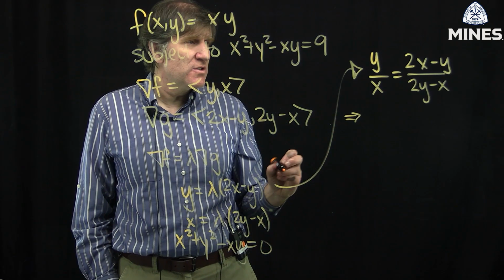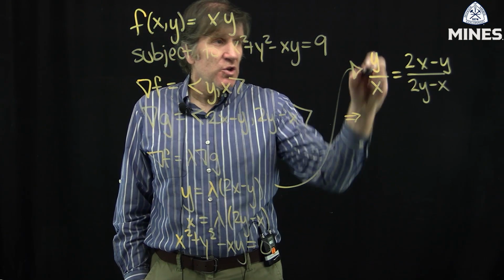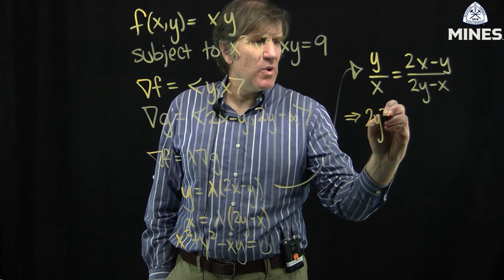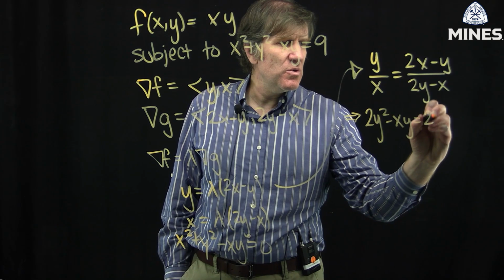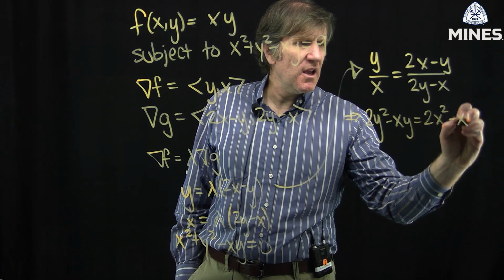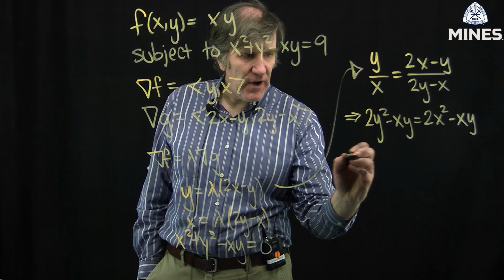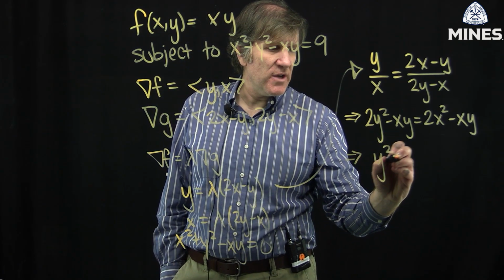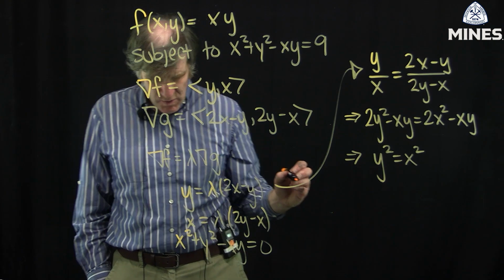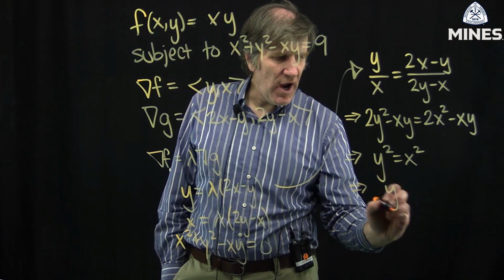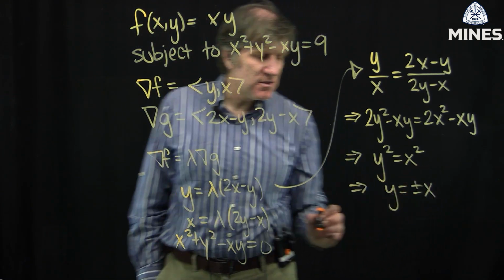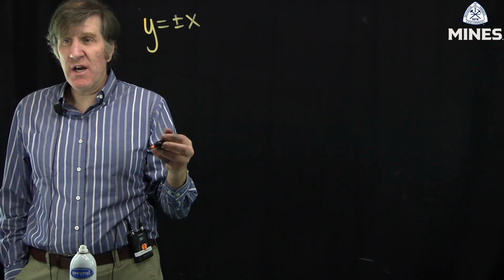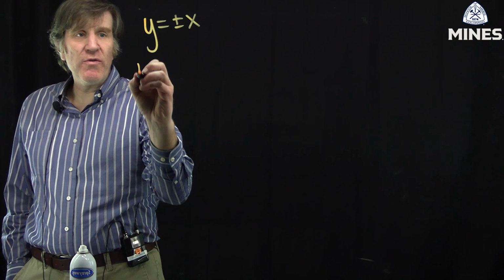I can now work with the x's and y's here. Let me cross multiply to get rid of denominators. I'm going to have 2y squared minus xy equals 2x squared minus xy. If I add xy to both sides and divide by 2, that's y squared equals x squared, or y equals plus or minus x. Okay, so we have y equals plus or minus x. That's two options. y could be plus x or it could be minus x. We're going to look at both of them one at a time.